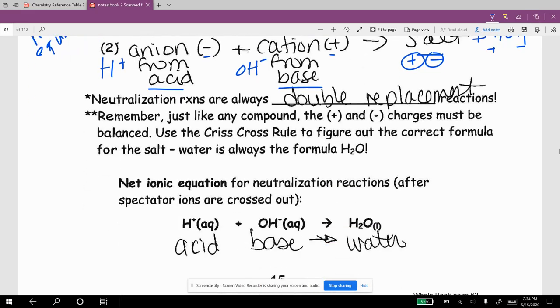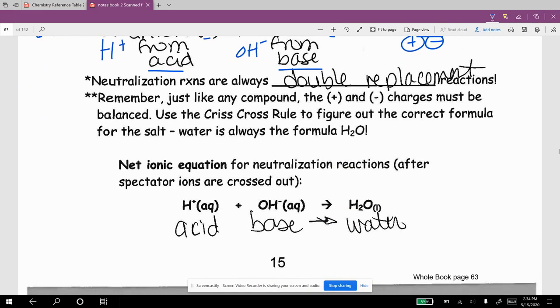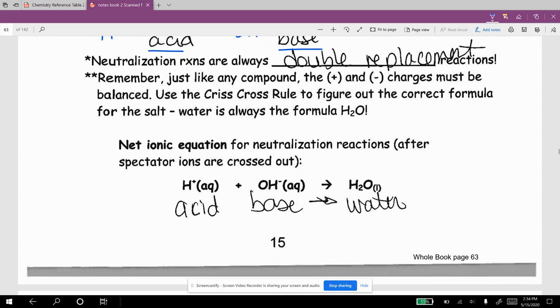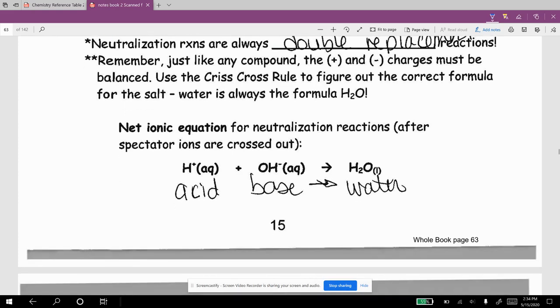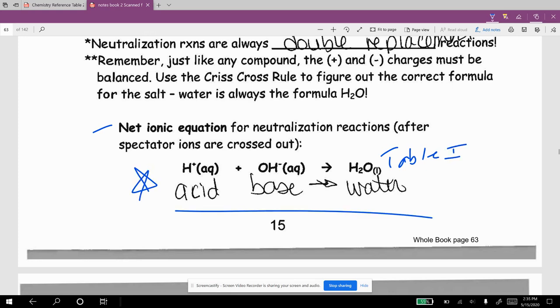So acid-base neutralizations are a category of double replacement reaction. And we always have to make sure we're using the right formulas when we write our acid-base equations. Remember your net ionic equation. This is also on table I of your reference tables. So the net ionic equation is very important, right? Your HOH equals water.